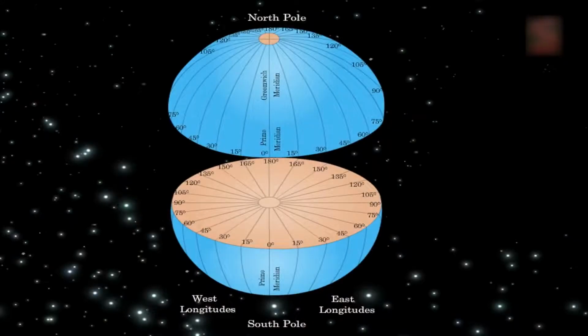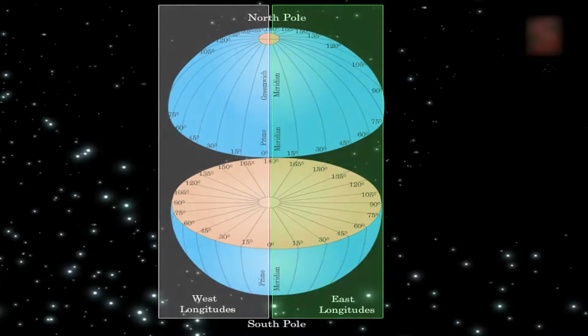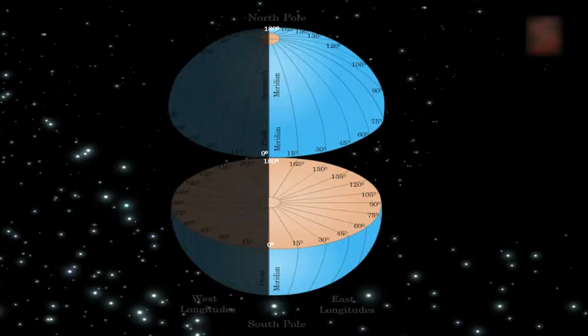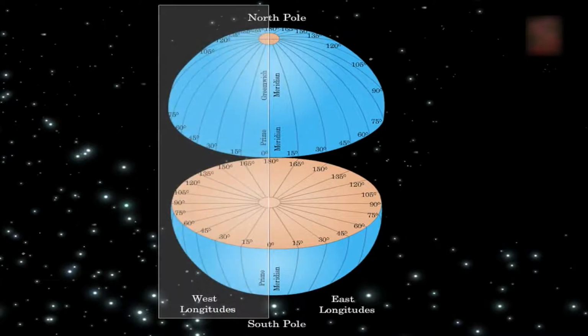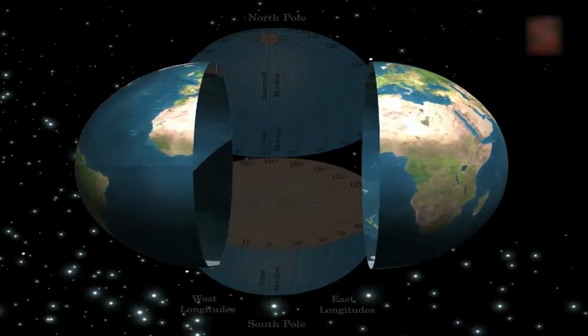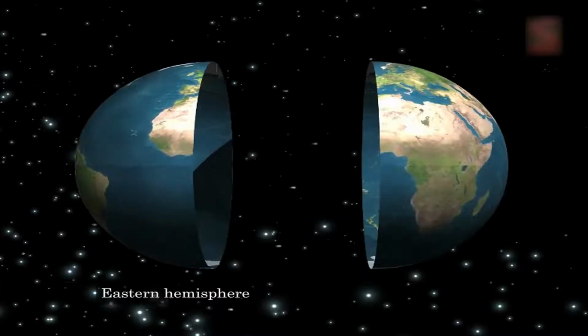When it comes to longitudes, there are 360 longitudes. The main longitudes are divided into two groups. The first group consists of the longitudes between 0 degree and 180 degrees east, which are called the east longitudes. The second group consists of 0 degree and 180 degrees west, which are called the west longitudes. While the east longitudes form the eastern hemisphere, the west longitudes make the western hemisphere.